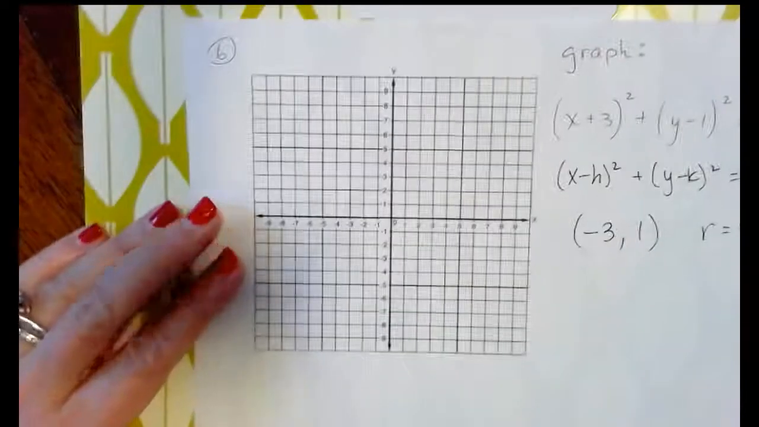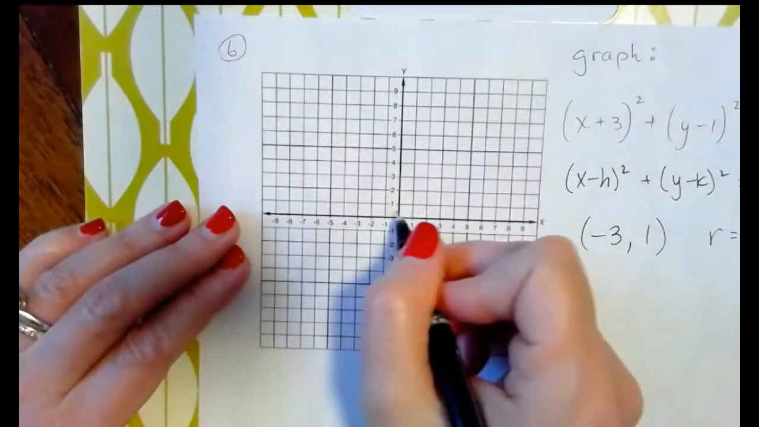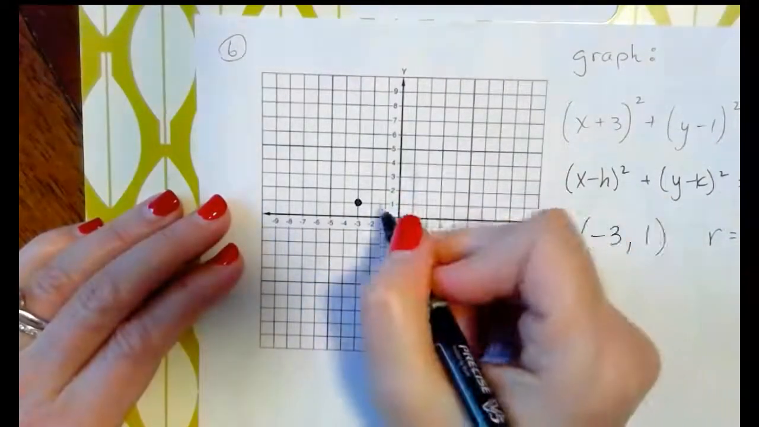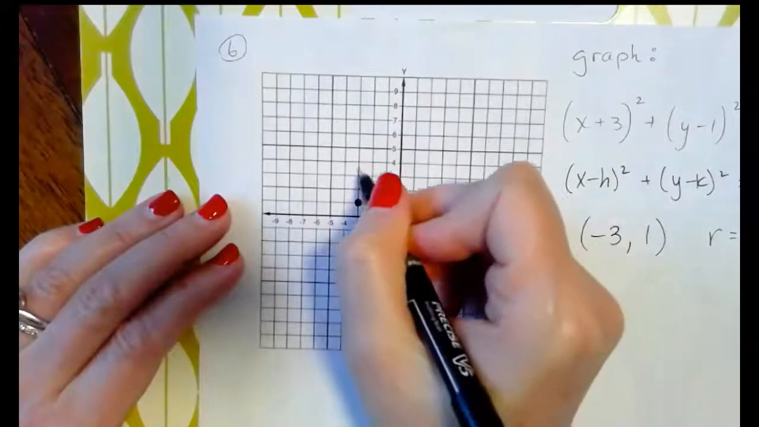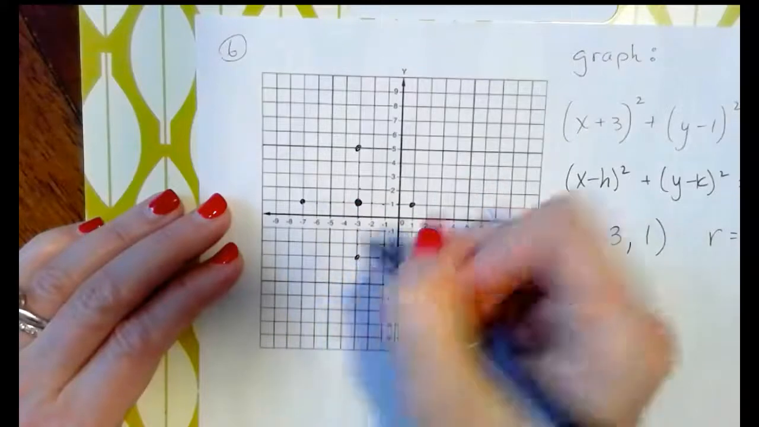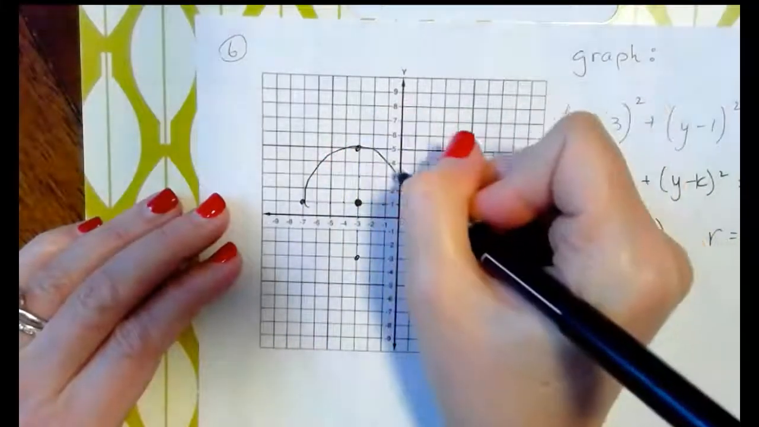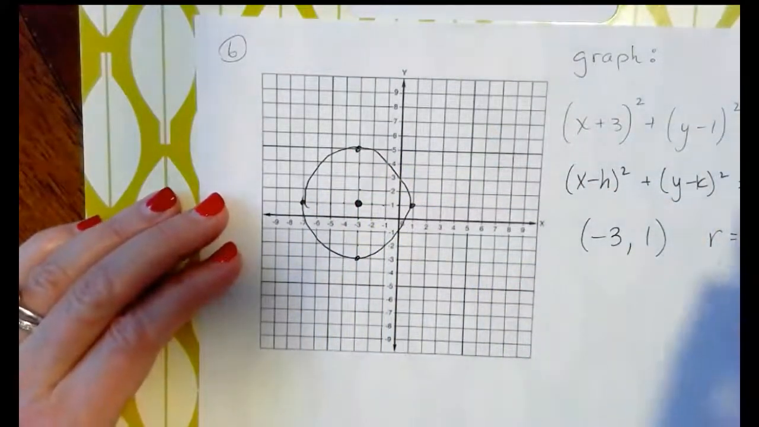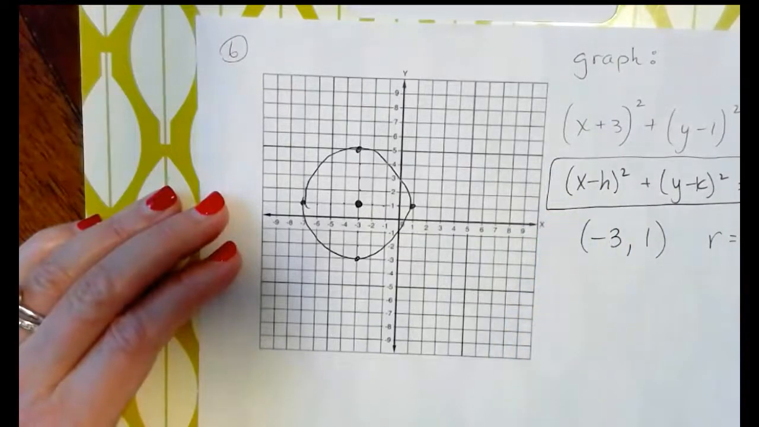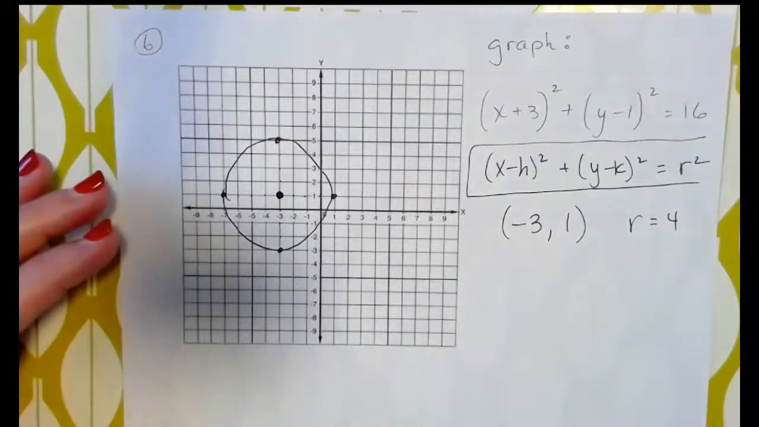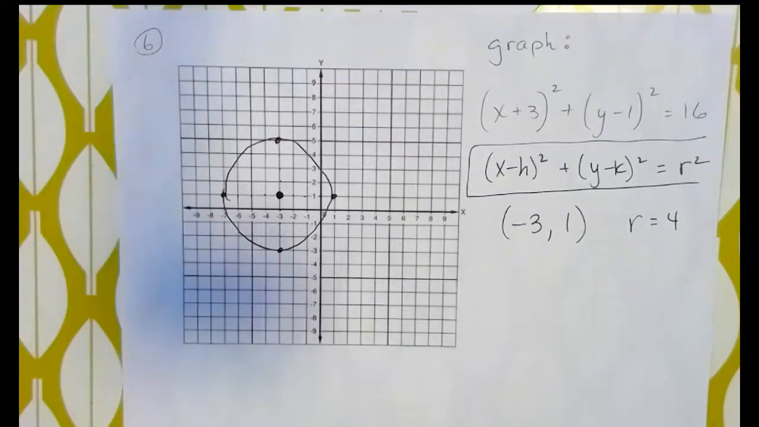So if we're going to graph it, it's pretty simple. Plot the center back 3, up 1, and then the radius is 4. So 1, 2, 3, 4, and so on in each direction, and here is where our circle would be. So you must know this for the exam. You have to know the standard form because you have to be able to take an equation that is in expanded form and take it to standard form by completing the square.